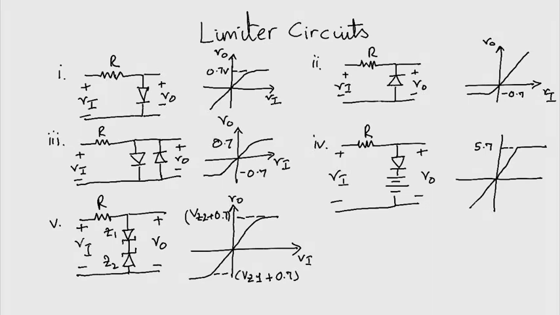Look at circuit 5. In this circuit, limiting occurs in the positive direction at a voltage of VZ2 plus 0.7 volts, where 0.7 represents the voltage drop across the Zener diode Z1 when it is conducting in the forward direction. For negative inputs, Z1 acts as a Zener while Z2 conducts in the forward direction. Try and work out the graphs for each of these circuits for yourself. This will be good practice.